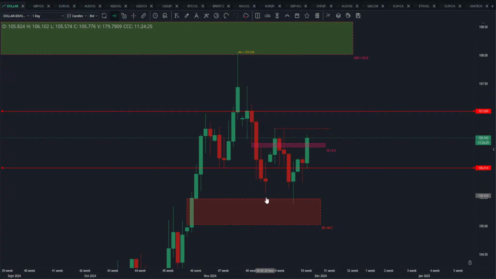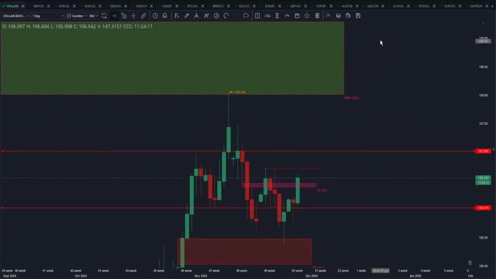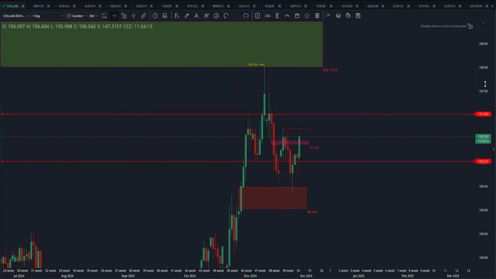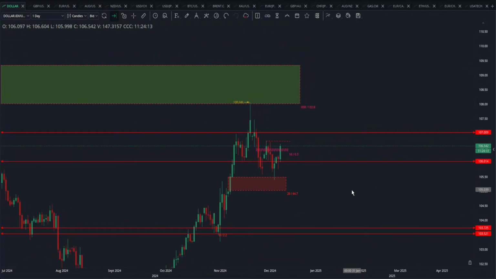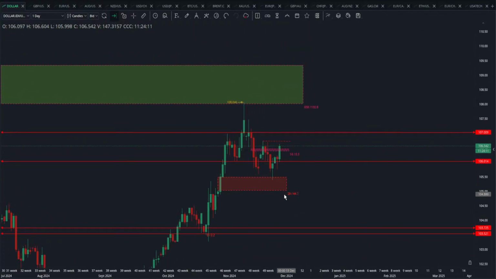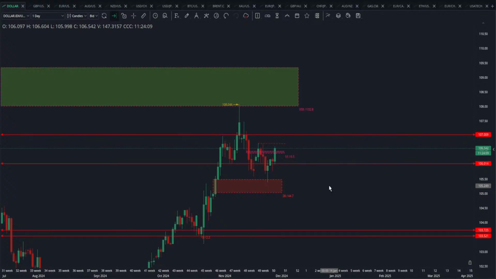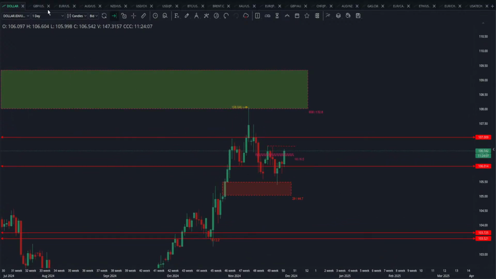You see, it has taken this liquidity and traded the fair value gap. If it gives a market structure shift and there is a fair value gap, that will be a long-term buy for me in the dollar. So that is what my expectation is. Right now the price is heading higher, so I will be looking for buying the dollar and selling other pairs.